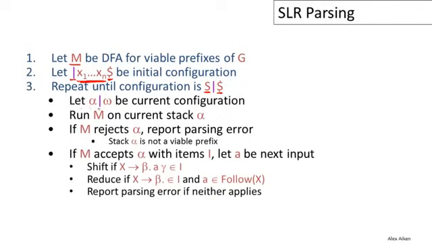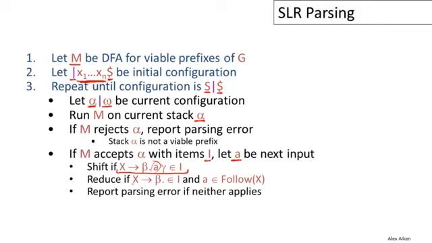An intermediate configuration will be written as alpha vertical bar omega, where alpha is the contents of the stack and omega is the remaining input. What we're going to do is run the machine M on the current stack alpha. If M rejects alpha, if M says that alpha is not a viable prefix, then we're going to report a parsing error. We're going to stop right there. Now, if M accepts alpha, and it ends in a state with items I, we're going to look at the next input, call that a, and what are we going to do? Well, we're going to shift if there is an item in I that says it would be okay to see the terminal a next. That's just our shift move.